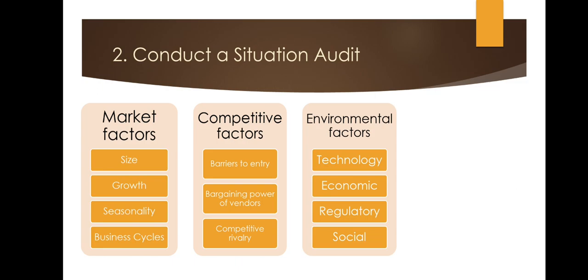The third factor is the environmental factor. Environmental factors that can affect market attractiveness include technological, economic, regulatory, and social changes. When a retail market is going through significant changes in technology, existing competitors are vulnerable to new entrants that are skilled at using the new technology.